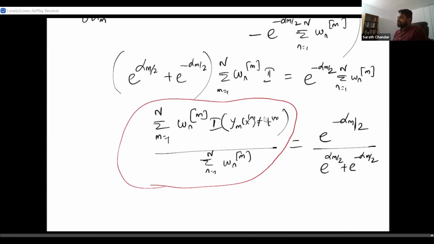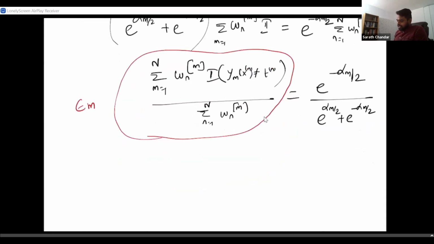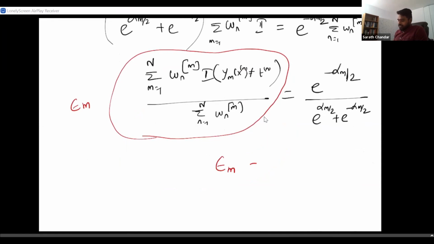Let's check your memory. No, this is not alpha. We have alpha already in the equation. This is the error ratio, the error rate, right? So this was our epsilon m in the algorithm. So epsilon m is equal to e power minus alpha m by 2 divided by e power alpha m by 2 plus e power minus alpha m by 2.